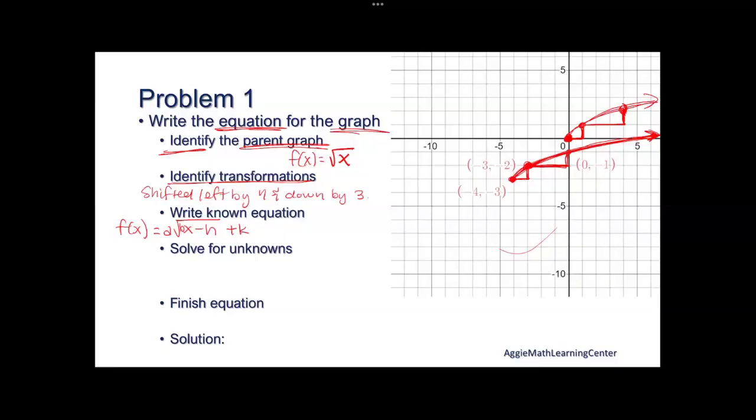I already clarified that we do not have any compression or stretch, otherwise these points would not be the same distance away as they are on our parent graph. So we know that a has to just be 1 and b has to just be 1. There's no scalar affecting it. But we do have a shift to the left by 4, so this h is going to be negative 4. And our k, we shift down 3, so k is equal to negative 3.